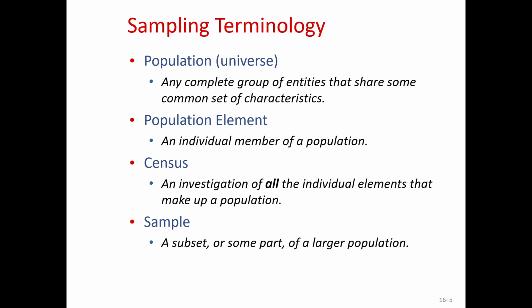So typically, business researchers do not conduct a census of a population, but rather select a smaller number of the population elements, and this is the sample. A sample is a subset or some part of a larger population. The purpose of sampling is to estimate an unknown characteristic of a population, and in the end to draw conclusions for the whole population, but it's too difficult and too expensive to do it on the whole population.